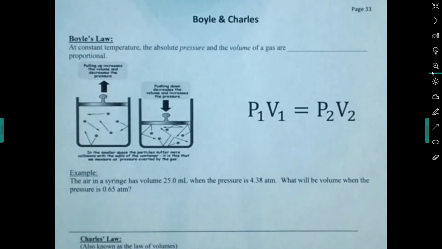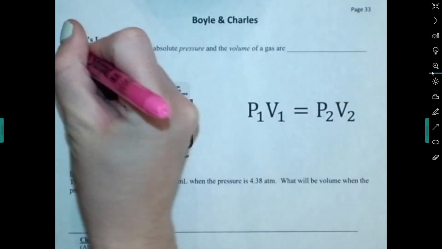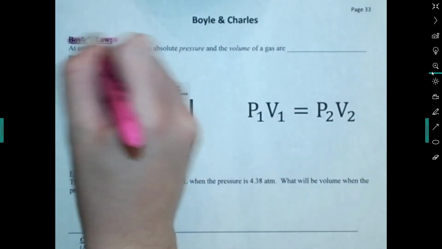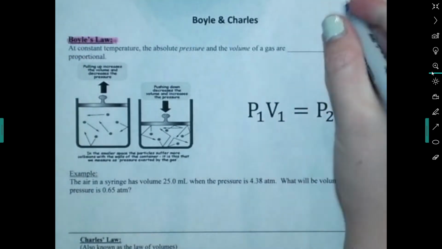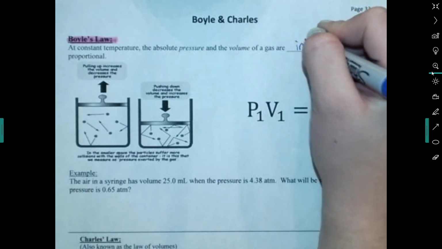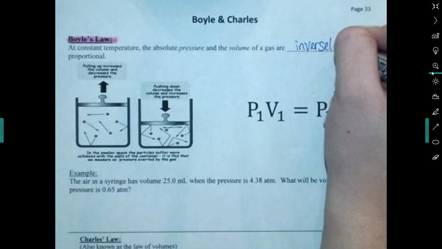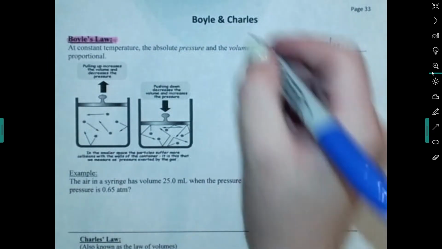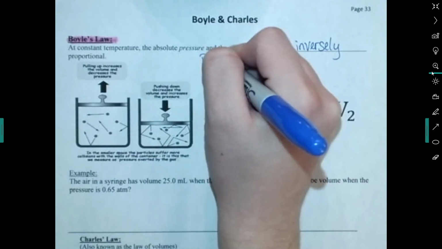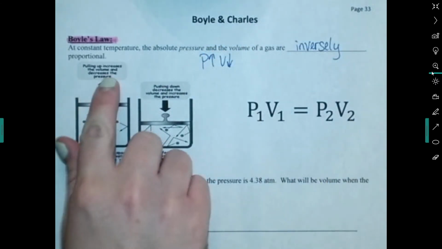All right, so Boyle and Charles. The first one we're going to talk about is Boyle's law. At a constant temperature, the absolute pressure and volume of a gas are inversely proportional. We talked about this in our notes last time. Inversely proportional. That means when your pressure goes up, your volume goes down, and vice versa. And here you have a nice little picture showing you.